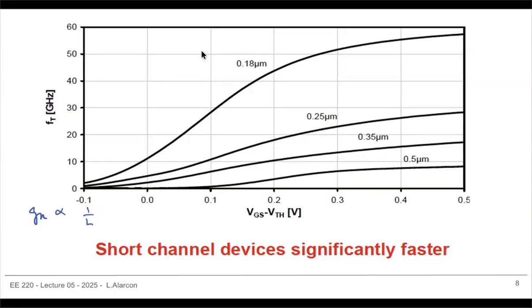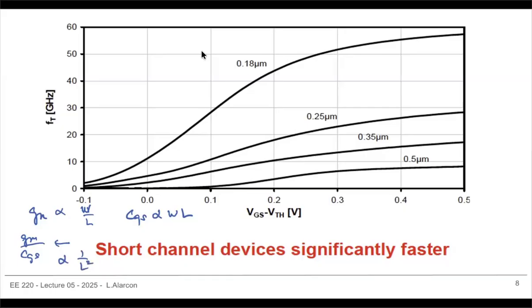But at the same time, your CGS is proportional to the length, and that means it's proportional to the area, so width and length, and this is proportional to width over length. And as you can see, what you want to optimize is GM over CGS. And that's FT approximately if you ignore CGD. And that is going to be proportional to 1 over L squared. So this is the critical thing.